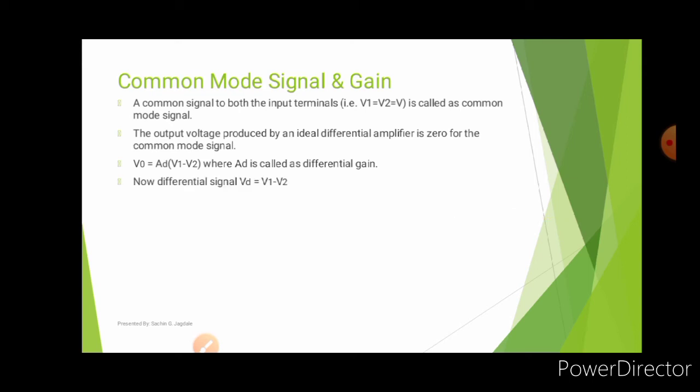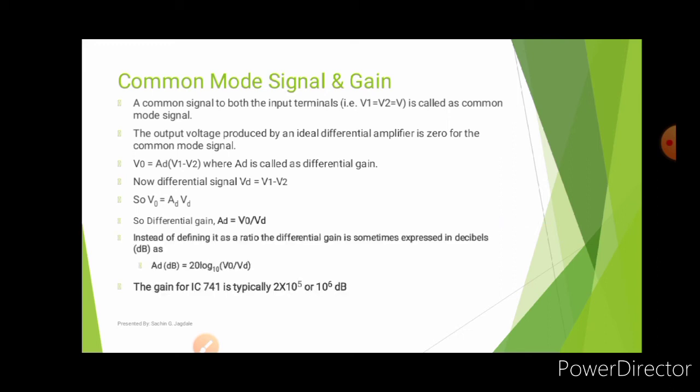Now the differential signal VD is nothing but our differential signal, V1 minus V2. So we can replace VO is equal to AD into VD, that is, differential voltage into differential gain. So the differential gain AD is equal to VO upon VD.